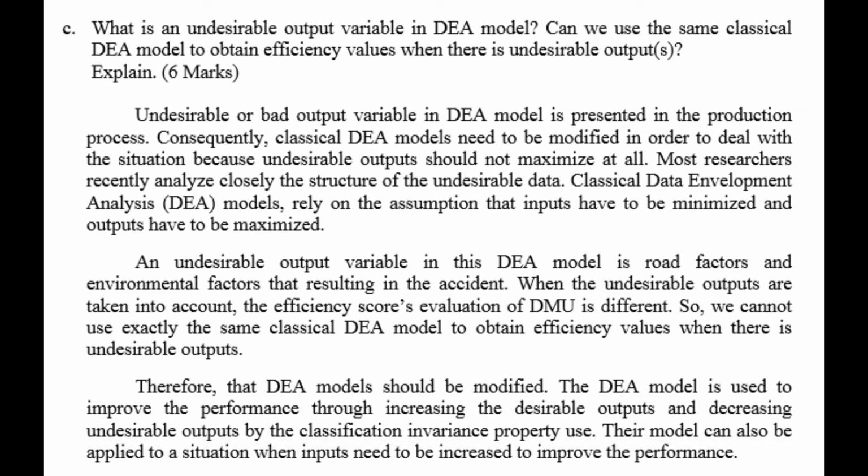Okay, for question 1C, the question is, what is an undesirable output variable in the DEA model? Can we use the same classical DEA model to obtain efficiency values when there is an undesirable output? Explain. Our answer is that undesirable output, or bad output variable in the DEA model, is presented in the production process. Consequently, classical DEA models need to be modified in order to deal with the situation because undesirable output should not be maximized at all.